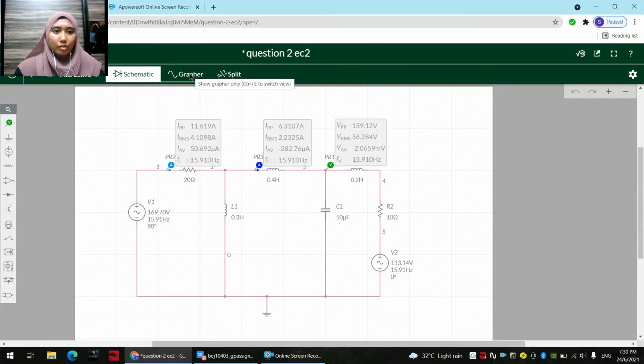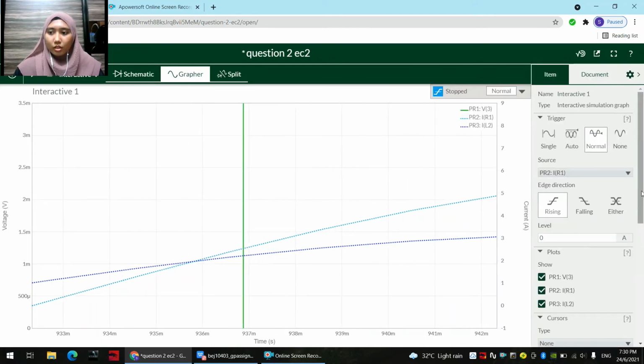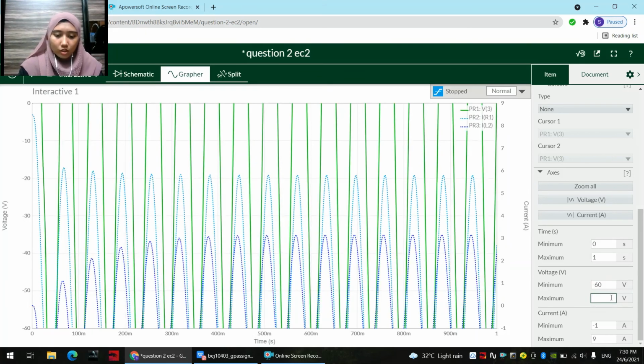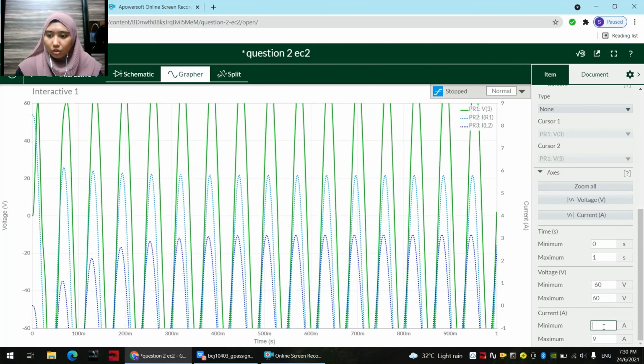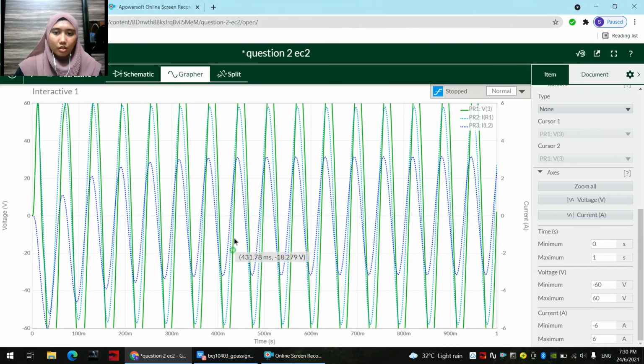And then let's move to the graph. For the graph, it appears for the VO, I1 and I2. So for the voltage, we set the minimum to negative 60 volt and the maximum to 60 volt. For the current also, we change the minimum to negative 60 ampere and the maximum to 6 ampere. Then we get the graph like this.